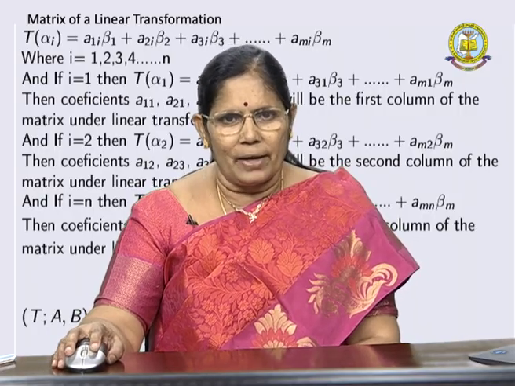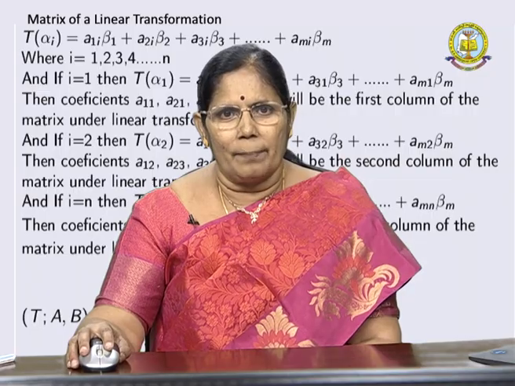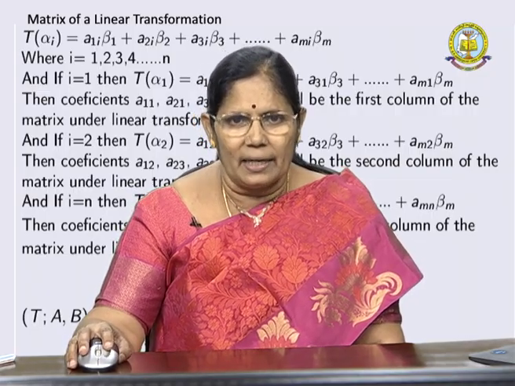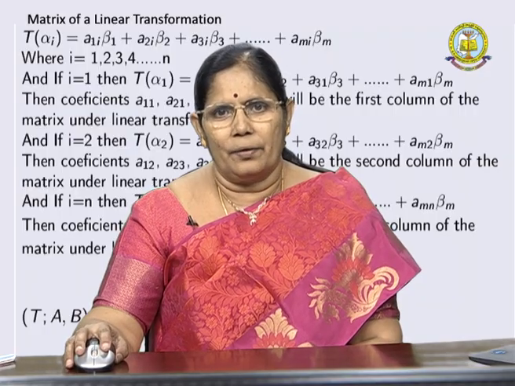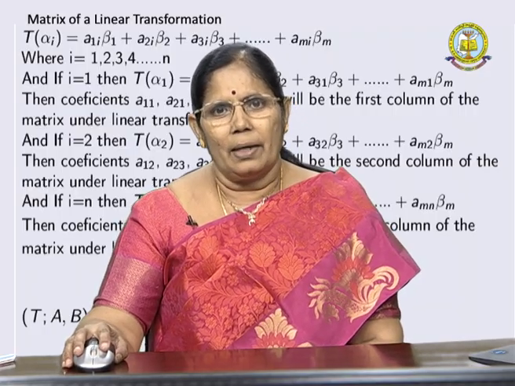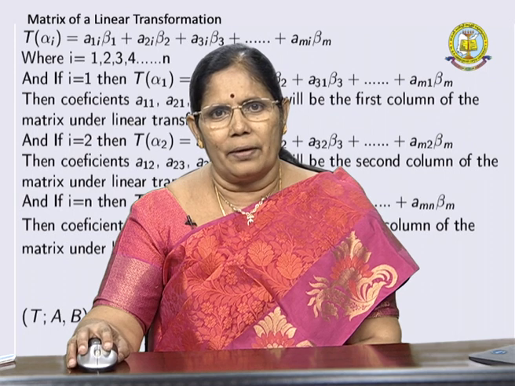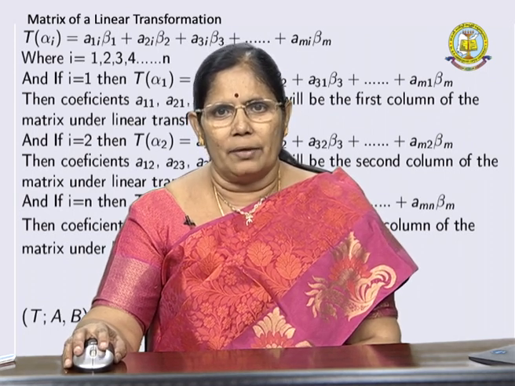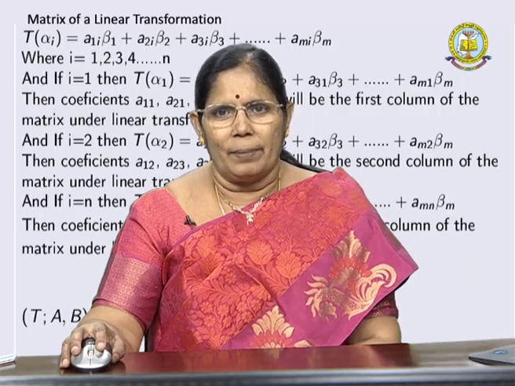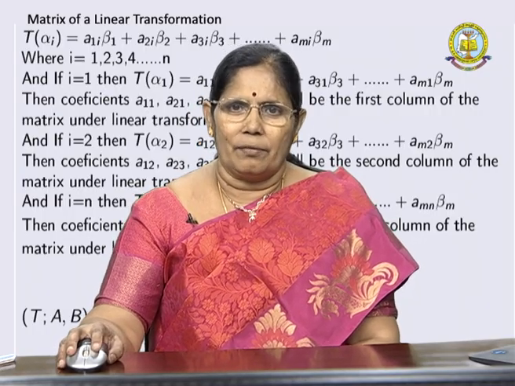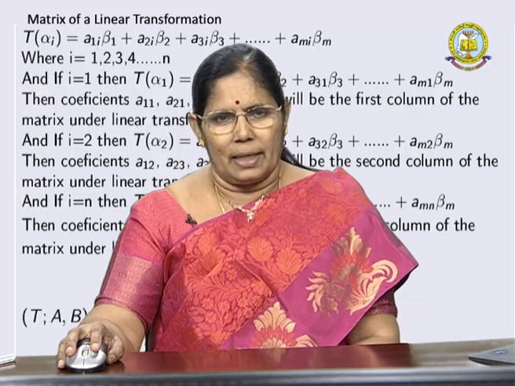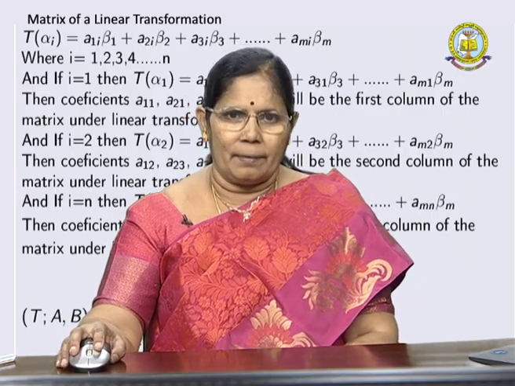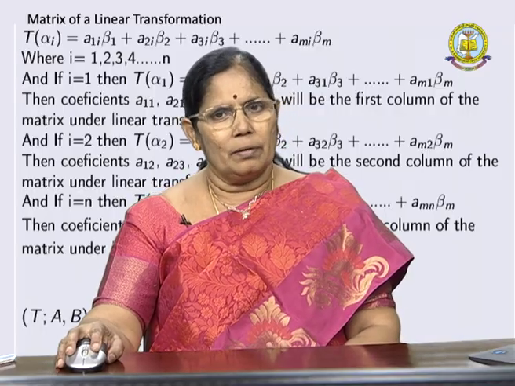So, you simplify, this is nothing but sigma p equal to 1 to m and sigma q equal to 1 to n, a_pq delta_iq into beta p, where delta_iq is either 1 or 0. Therefore, you will get sigma p equal to 1 to m, a_pi beta p. It is nothing but your T of alpha i. Therefore, S of alpha i equals T of alpha i for alpha i belonging to B1.